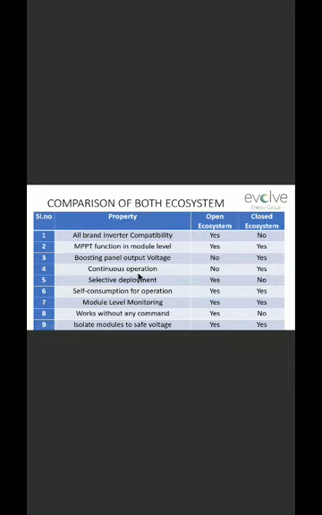Continuous operation. What is continuous operation? When you are deploying the optimizer, whether it will work for us continuously. In an open ecosystem, it's no. It only operates when there is a resistance mismatch or high resistance. Then only the optimizers will come into action. So in an open ecosystem, that is Tigo, it won't work continuously.